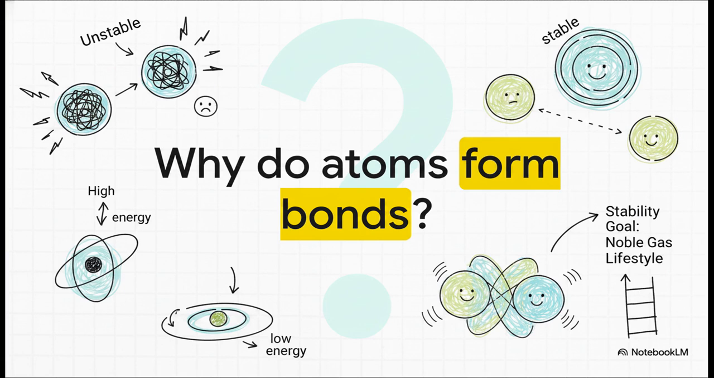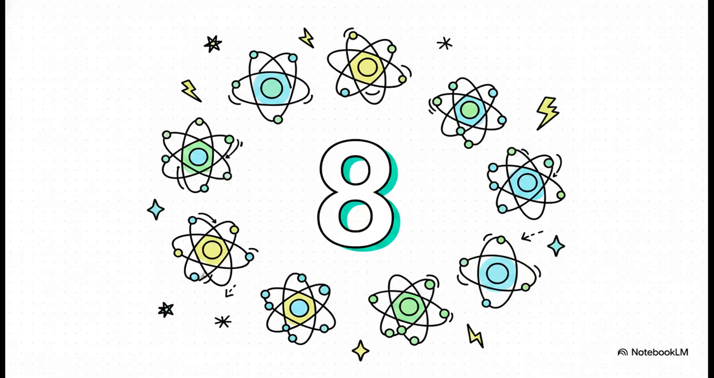They want to achieve perfect stability, what we might call the noble gas lifestyle. Noble gases, like neon or argon, are perfectly content and stable all by themselves. Basically, every other atom out there is striving to be just like them, searching for that elusive peace. And how exactly do they snag this noble gas lifestyle? Well, it almost entirely boils down to one single, incredibly powerful number: 8.